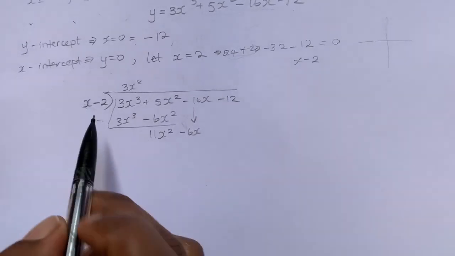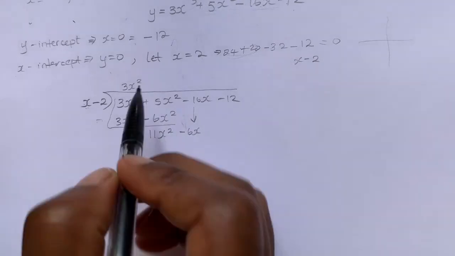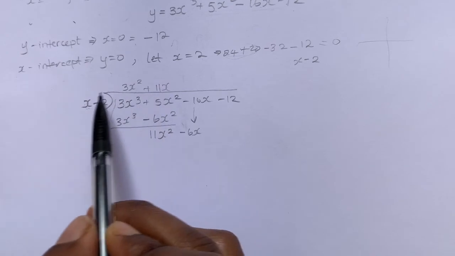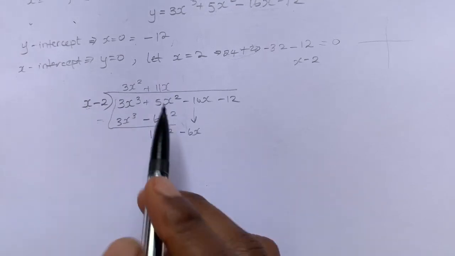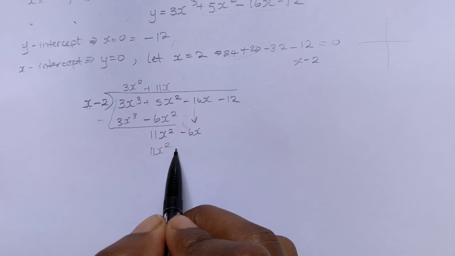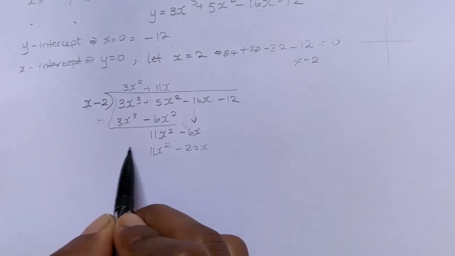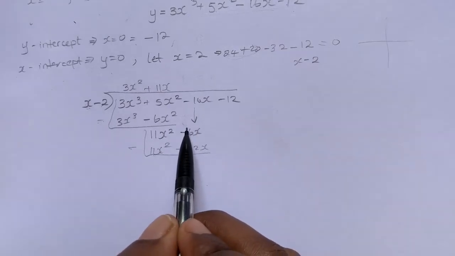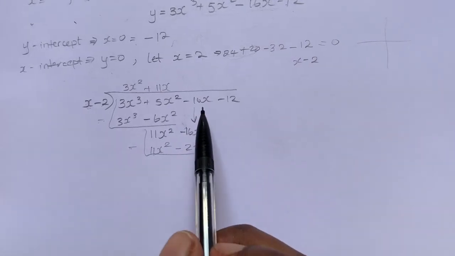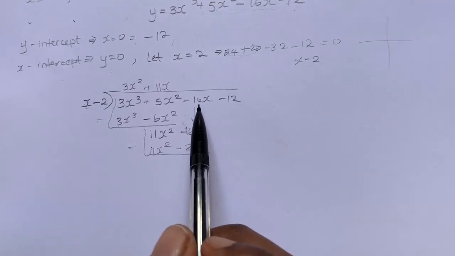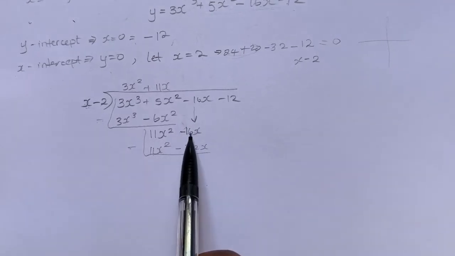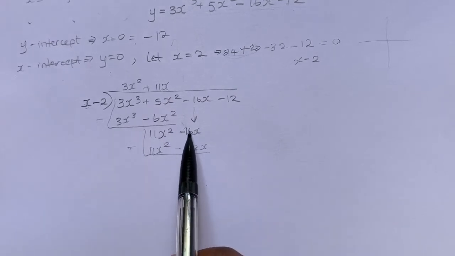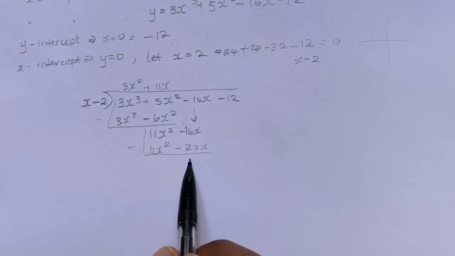Doing the step once more. X into 11x squared is a positive 11x. Then we multiply 11x times x, 11x squared. 11x times negative 2, a negative 22x. Subtract once more. That's a 0. Here we have, I should have brought down a negative 16. So we have negative 16 minus negative 22, or negative 16 plus 22 is a positive 6.